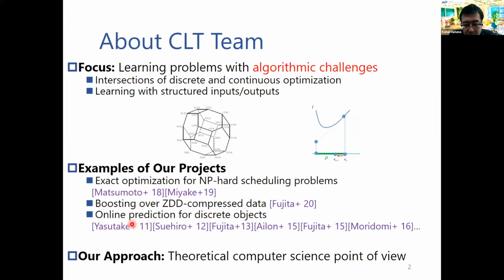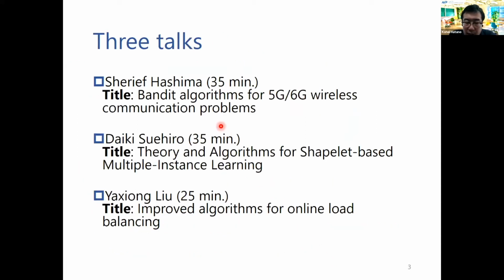Another example includes online prediction for discrete objects such as permutations or paths, which are applicable for scheduling or ranking. Our approach is based on a theoretical computer science point of view, which means it focuses on worst case analysis of computational resources and so on. There are 3 talks today. Let me introduce them.